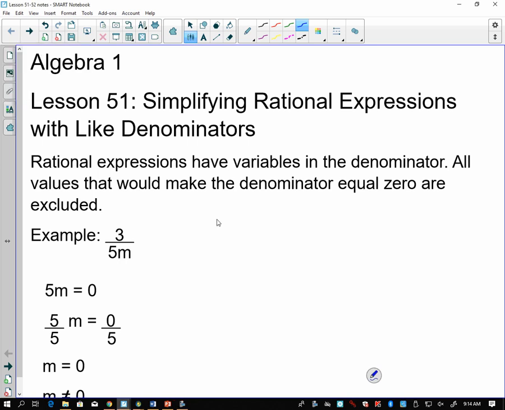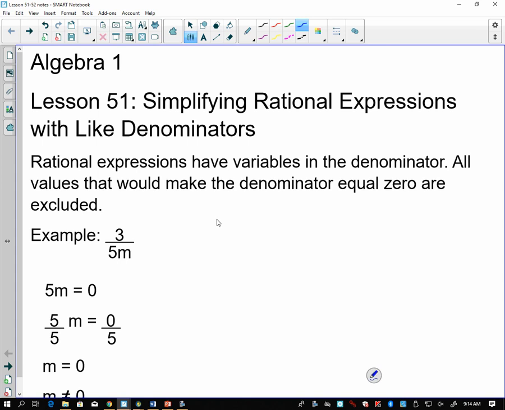Lesson 51, simplifying rational expressions with like denominators. There's not a lot of notes here. There is a lot of practice to be done. But where we have variables in the denominator, that's what we're looking for in rational expressions. Like down here, we see there's an m in the denominator position.